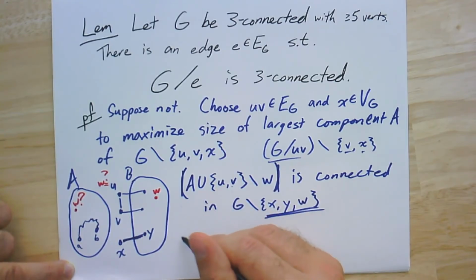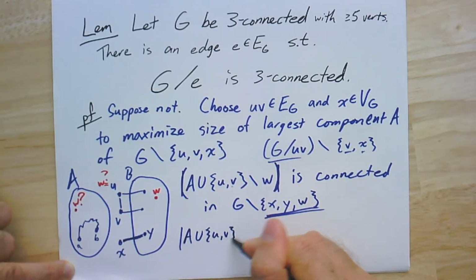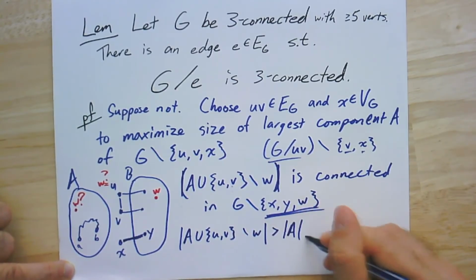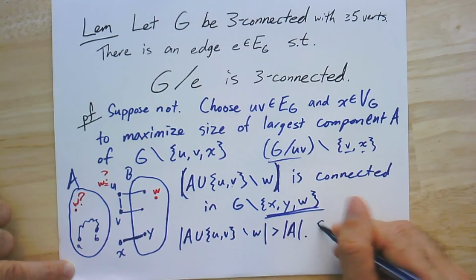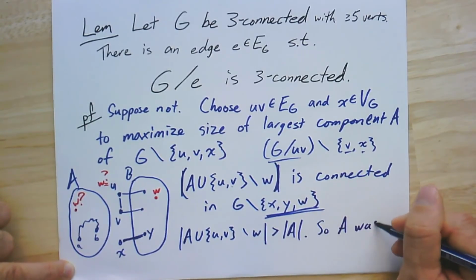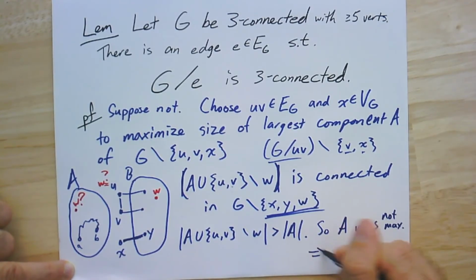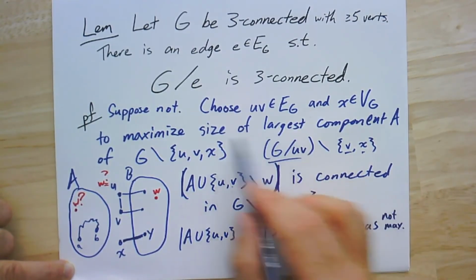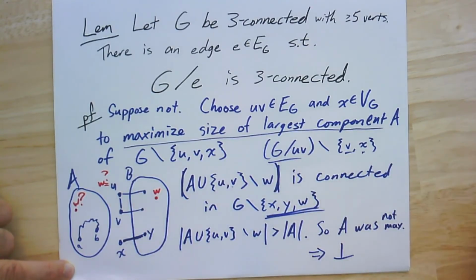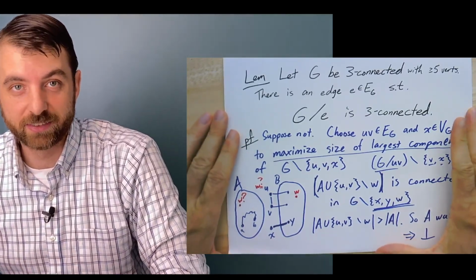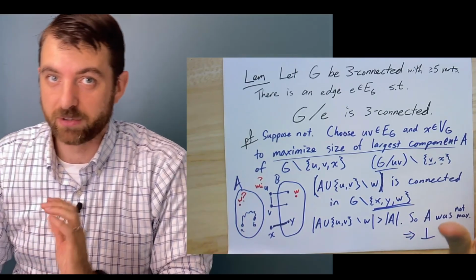But it's pretty clear now that the size of A union UV minus W must be strictly greater than A. But we chose A to be maximum. It was supposed to be the largest possible connected component. So it was somehow not maximal, which is a contradiction, right? It contradicts exactly our careful choice to maximize the size of that largest component. So there you have it. The three-connected case, again, follows a very similar pattern to the two-connected case.